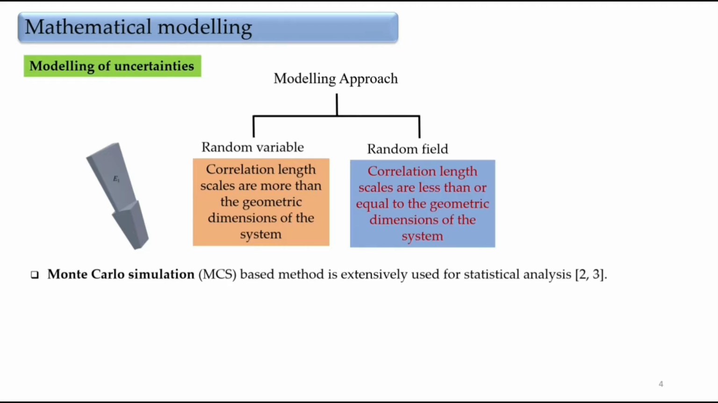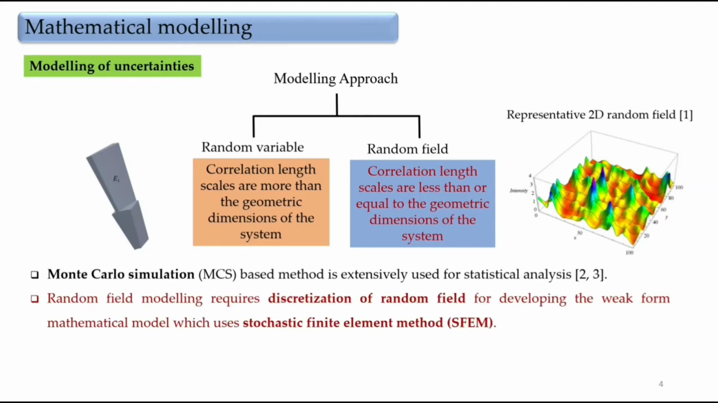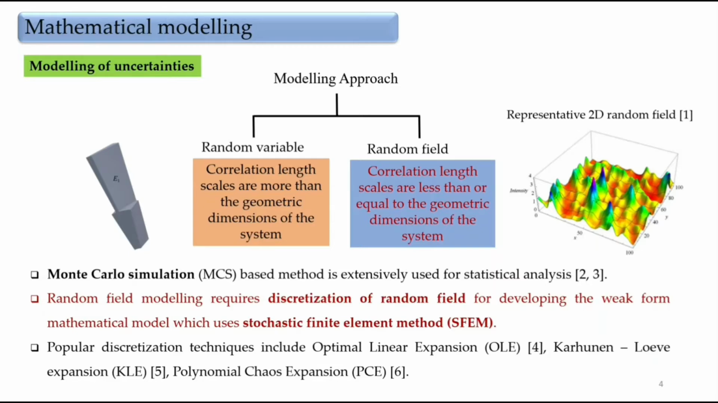The other method is random field approach. When correlation length scales are less than or equal to the geometric dimension of the system, random field model is used. Here properties vary across the domain, as can be seen here in this representative diagram. When one adopts random field modeling approach, it needs to be discretized and integrated with the existing FE model using the stochastic finite element method. The popular random field discretization schemes are OLE, KLE, and polynomial chaos expansion, out of which polynomial chaos expansion has been shown mathematically to be the optimal and has been adopted in the present study.